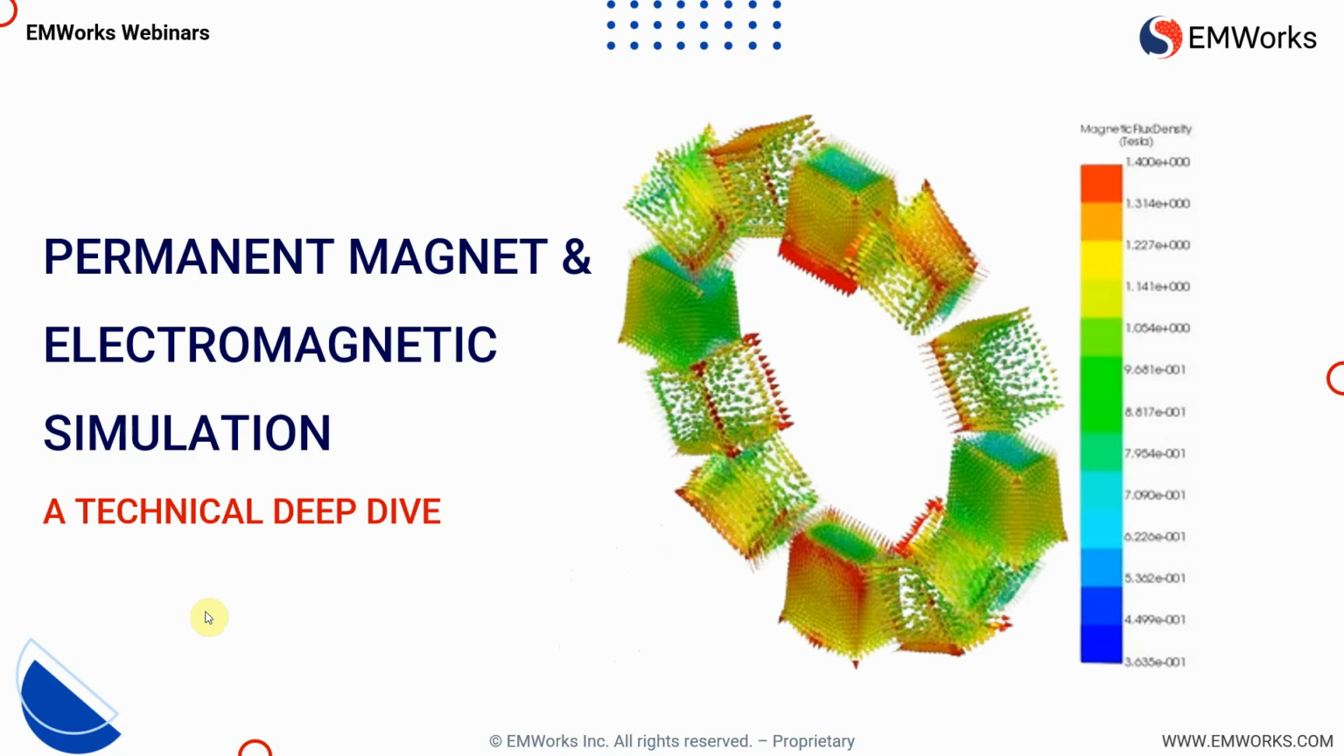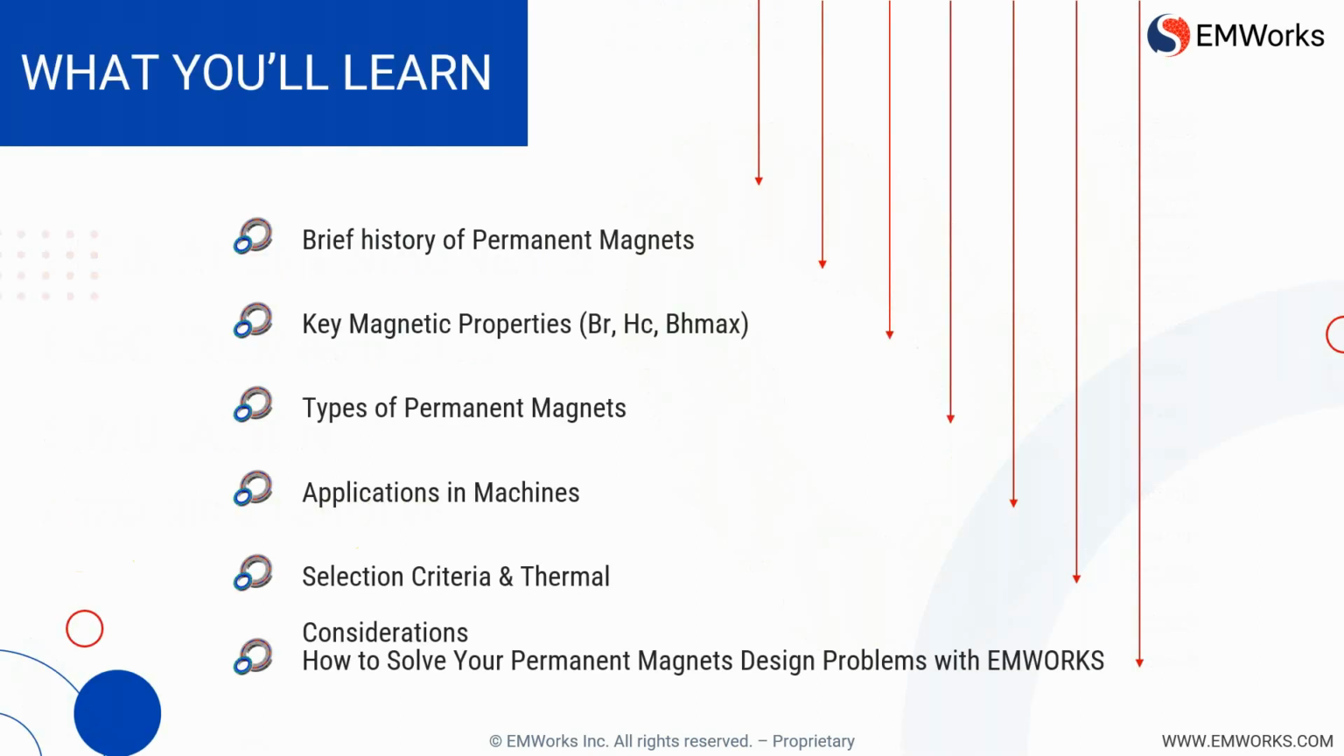At the end of this webinar, we will learn a simulation workflow to model permanent magnets, analyze their key properties, and understand their behavior in real-world engineering applications. In this quick but comprehensive session, our objectives are clear. First, we'll look at a brief history and define what permanent magnets are. Then, we'll explore the key magnetic properties that matter in electrical engineering: remanence, coercivity, and the energy product.